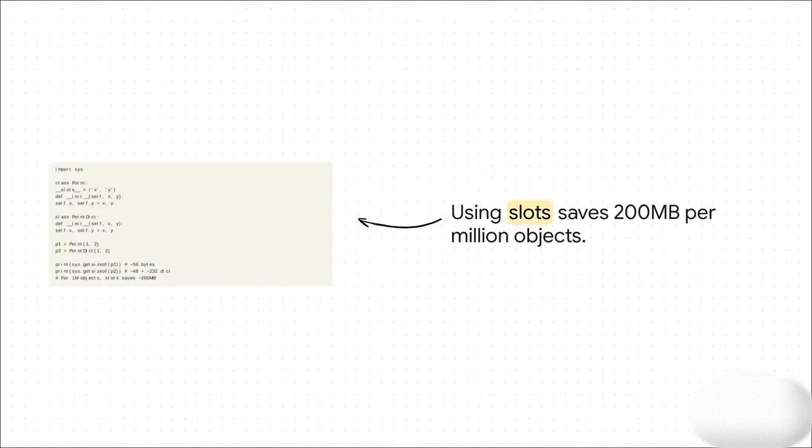And the math here is undeniable. When we use sys.getsizeof on a standard dictionary instance, it takes 48 bytes for the object itself, plus a massive 232 bytes of overhead just to maintain that dynamic dictionary structure. But look at the slots instance, just 56 bytes total. Scale that up, and using slots saves approximately 200 megabytes per 1 million objects, literally all from adding that one single line of code at the top of your class definition.